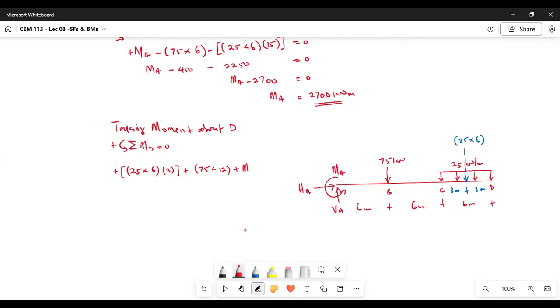Then we have the moment is anti-clockwise. We have MA, or if you like, we have minus, we have VA times 18. We have MA, we have plus HA.